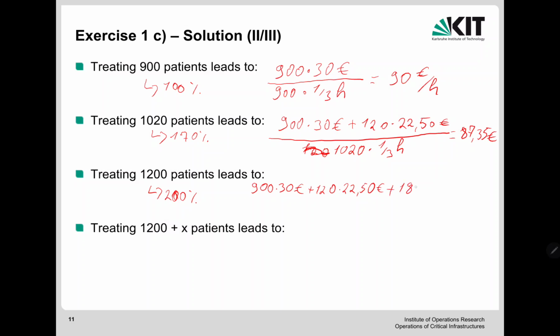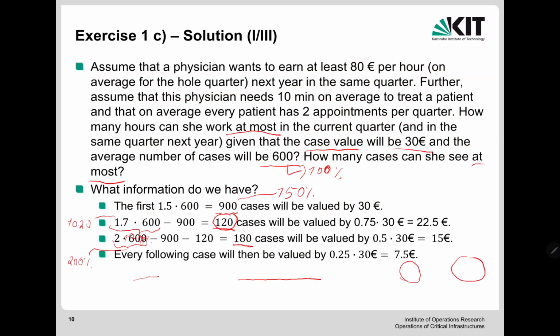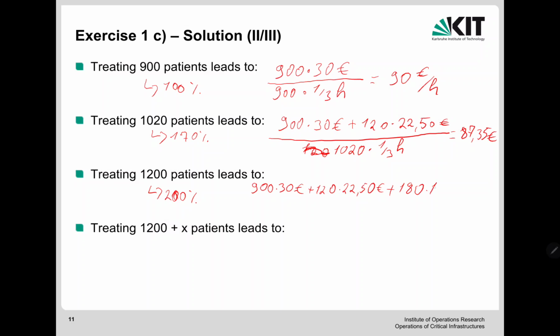these 180 cases, this is coming from here. So the 180 cases, they are treated by 15. She will get 15 euros for these 180 cases. And everything has to be divided by the 200% limit, which is 1,200 patients. And again, multiplied by 1/3 of an hour, which gives us 81 euros per hour.